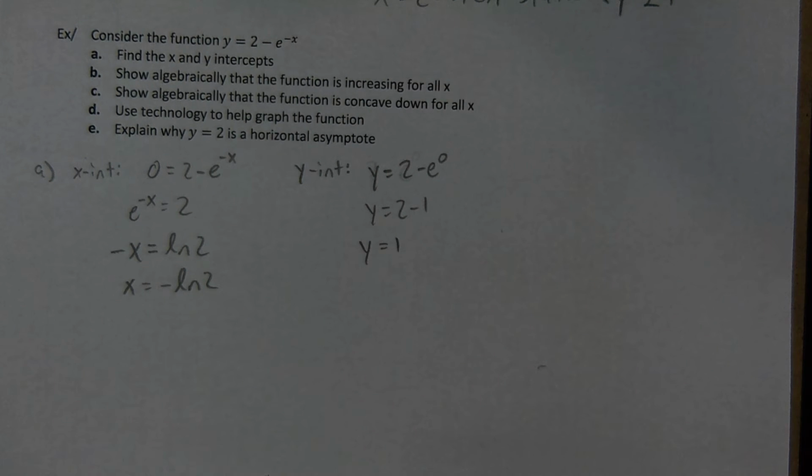Okay. Where are we at? Part B is to show algebraically that the function is increasing. That means always positive slopes. So what we've been told to do is show that the first derivative is always positive. Okay, no sweat, we got this.